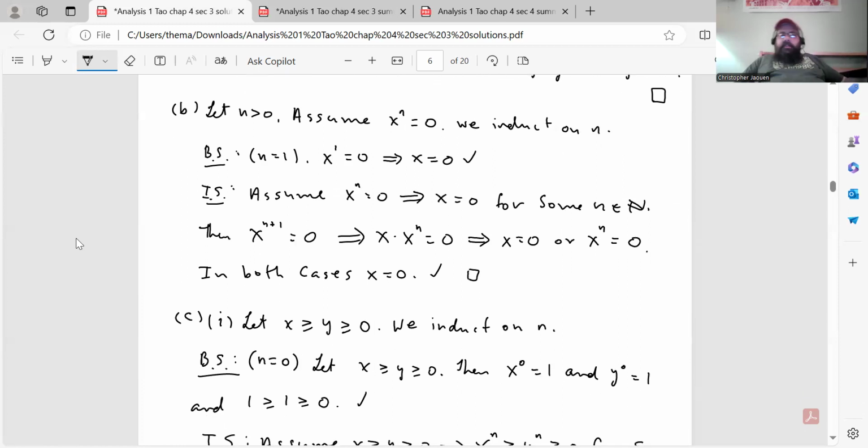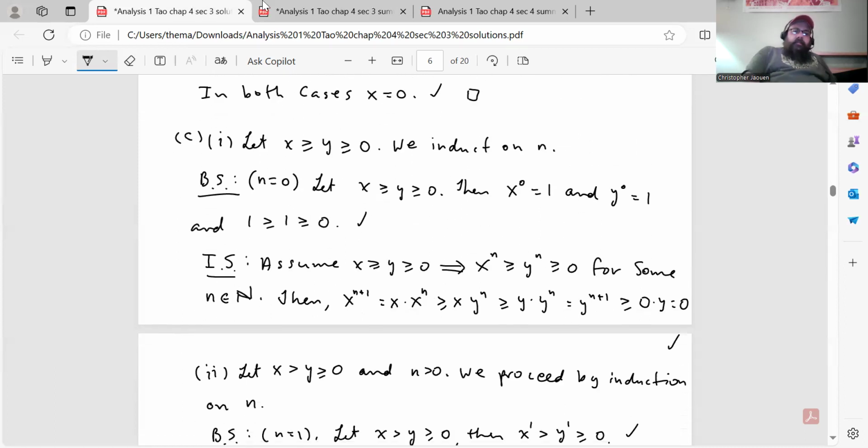Then we go on to the inductive step. So assume x to the n equals 0 implies x equals 0 for some natural number n. Then x to the n plus 1 equals 0 implies x times x to the n equals 0. And by the fact that the rational numbers have no zero divisors, that means that x equals 0 or x to the n equals 0. And in both cases, that leads to x equals 0.